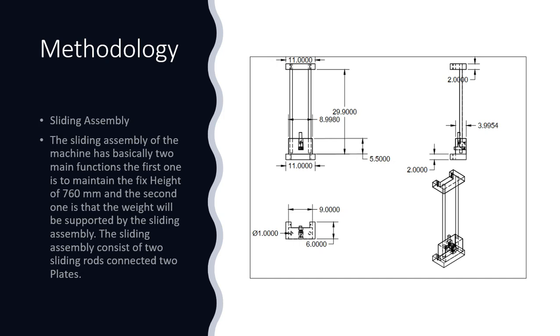As you can see in the drawing, different views of the sliding assembly are shown. The sliding assembly has basically two rods and an upper and a lower plate, and the weight slides on the two rods of the sliding assembly. The sliding assembly has the fixed height of 0.76 meter, and it is connected to the machine. It slides automatically with the blows, and the height becomes fixed on each blow at 0.76 meter.